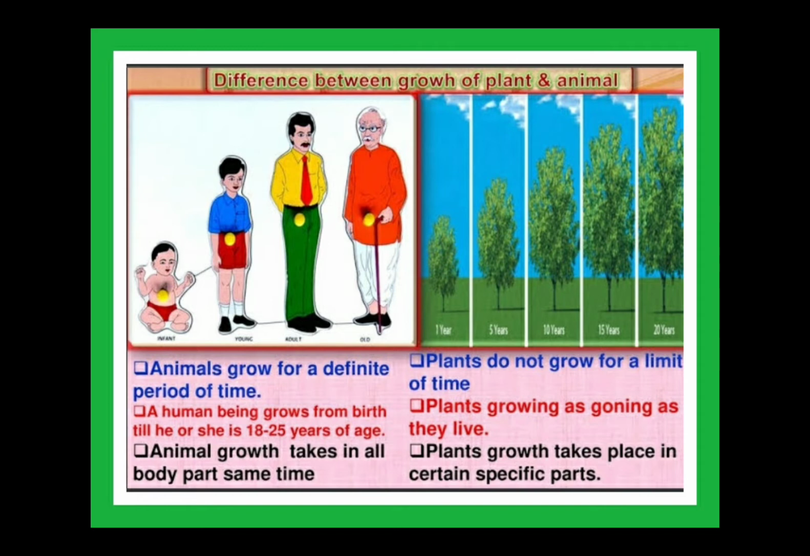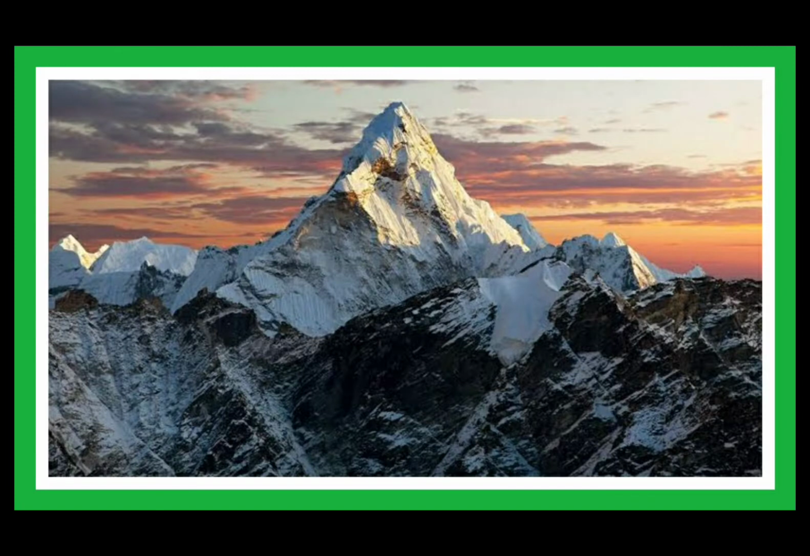In animals, growth takes place in all the body parts at the same time. Whereas in plants, growth takes place in certain specific parts where meristematic tissues are there. Coming to non-living substances, mountains and sand dunes also increase in mass by depositing waste, snow, all those things. So since non-living objects are also exhibiting growth, we cannot consider growth as a defining feature.